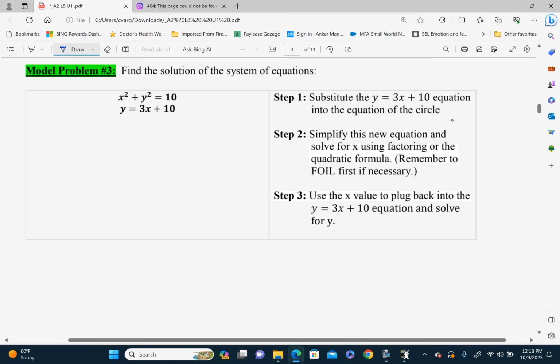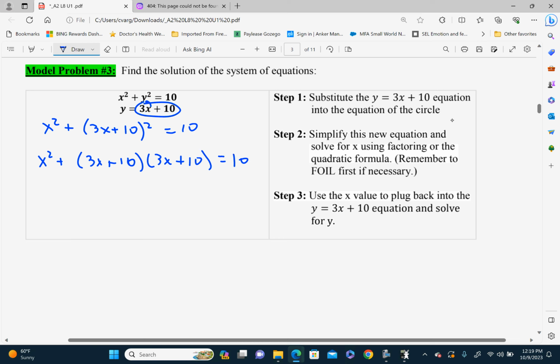So I give you a suggestion: substitute y equals 3x plus 10 into the other equation. So I take this and I plug it into the y. I'm going to get x squared plus, and instead of y squared, I'm going to plug in 3x plus 10 squared equals 10. You could have done this on the calculator, getting the y by itself, but then you're going to have two cases.